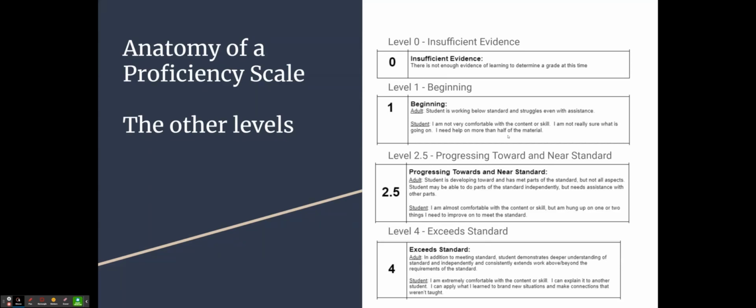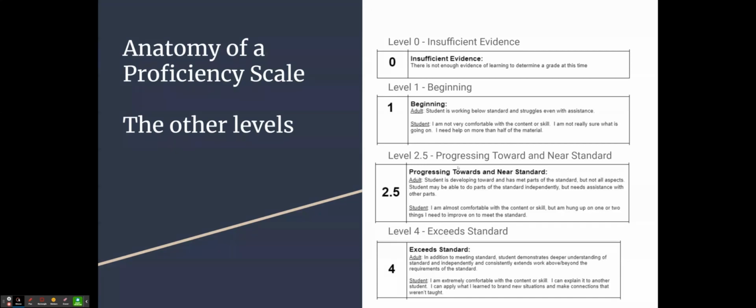I need help to be able to do any of the material, or very much of it. So when we think about those level 2 skills, the vocabulary, those basic skills, this is a student who's just entering this conversation and is still learning the vocabulary, still learning those basic skills. So we're not there yet.